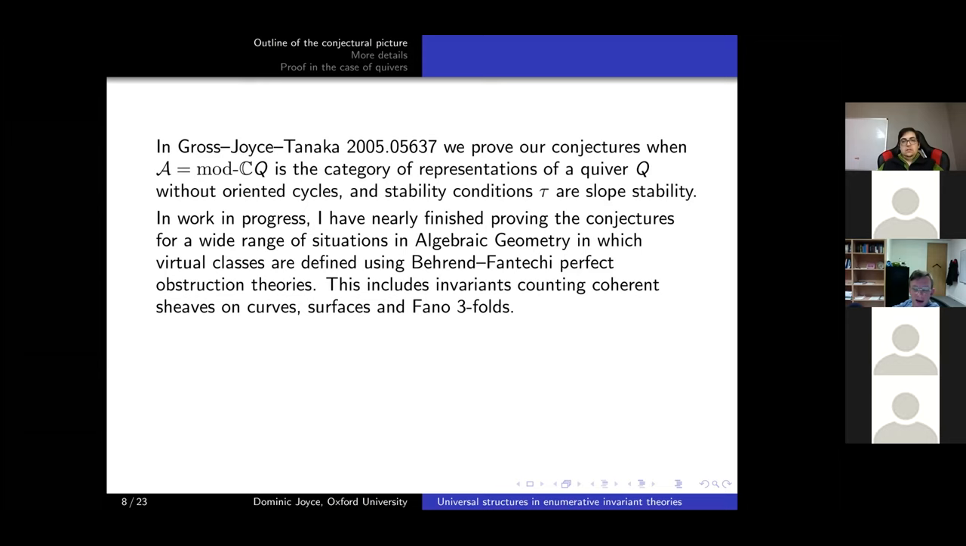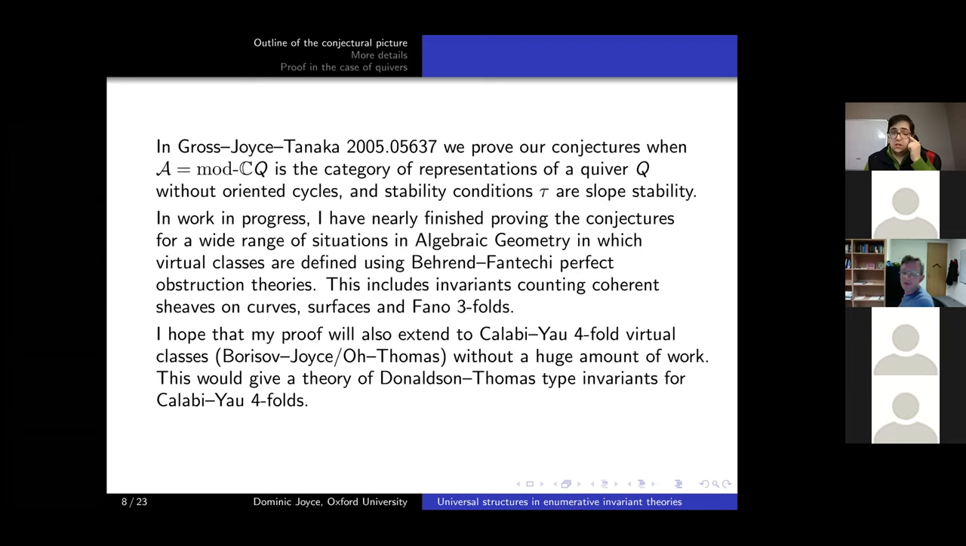It is a very general story. So I hope too that my proof is going to extend to the Calabi-Yau fourfold virtual classes without that much extra work. So this would be using Borisov-Joyce or Oh-Thomas. In order for that to work, I would need certain properties of Behrend-Fantechi virtual classes to work nicely for Oh-Thomas virtual classes, including C-star localization and certain kinds of pullback by smooth morphisms.